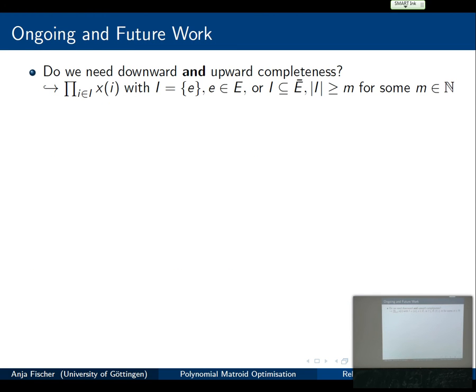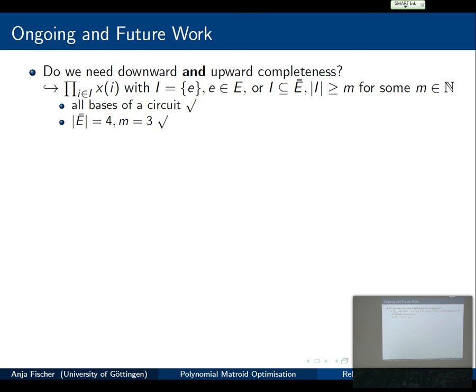Okay, so finally, some ongoing and future work. The first question one might ask is, do we really need downward and upward completeness? So if I start not with a quadratic problem, but maybe with a cubic one, do we really need the quadratic terms? And here I have to admit, yes, no. It depends. If your monomials are, for example, the basis of a circuit, everything is fine. You can do similar approaches and everything works well.